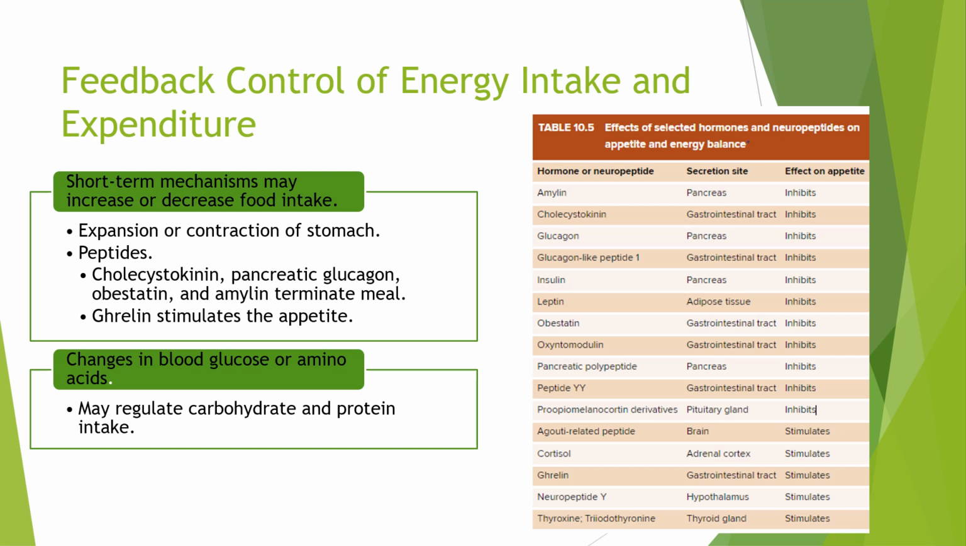So the body uses a complex system of feedback mechanisms to regulate energy intake and expenditure, ensuring that nutritional needs are met and energy balance is maintained. These short-term controls are essential for responding to immediate changes in the body's energy status and maintaining overall metabolic health.